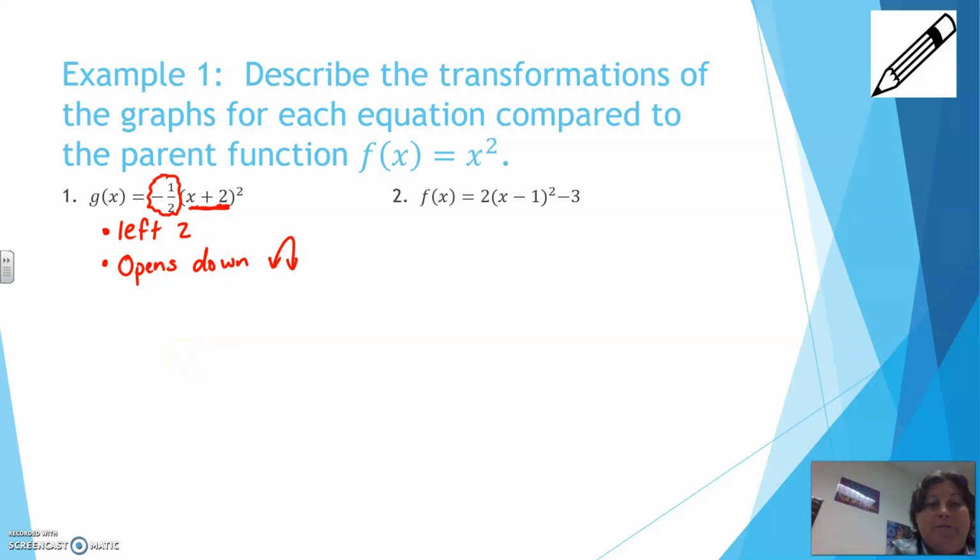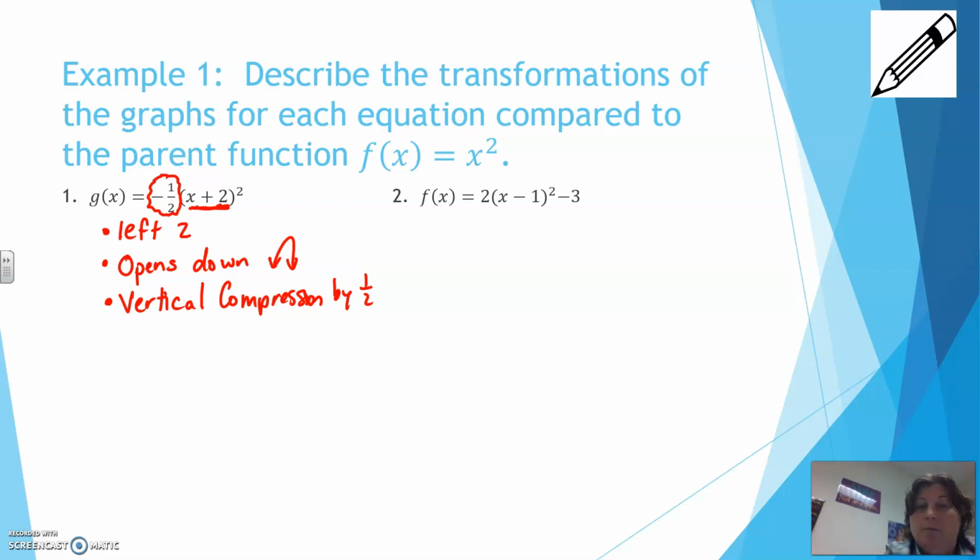And then the 1/2, because it's outside of parentheses, that means it affects the graph vertically. And anytime it's vertically, it's as you would think. When we're doing multiplication, that's when we have stretches and compressions. So since 1/2 is between 0 and 1, it is actually a vertical compression by 1/2. Okay, so those are the three things to describe it. On the next slide, I'll show you a summary of that and also a picture of the graph.